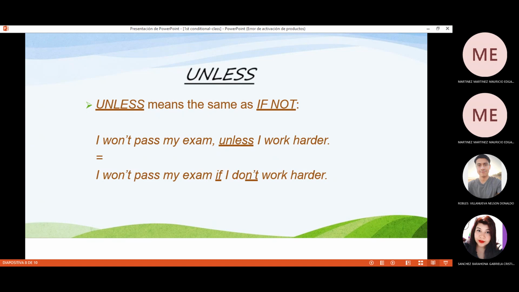In the second sentence, it does the same, but the meaning does not change. I won't pass my exam if I don't work harder. That can say, no pasaré mi examen si no trabajo duro.